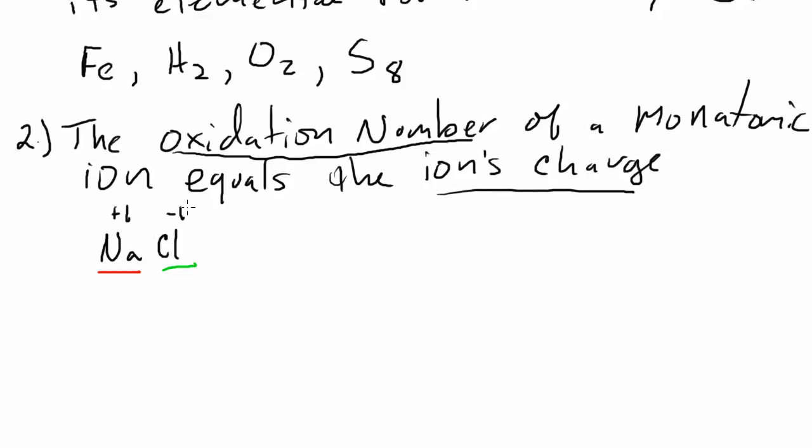So you learned in the first semester how to find the charges of these ions. That charge is the oxidation number of a monatomic ion. So that's the second rule. Here's a third rule. It has to do with group 1 and 2 metals.